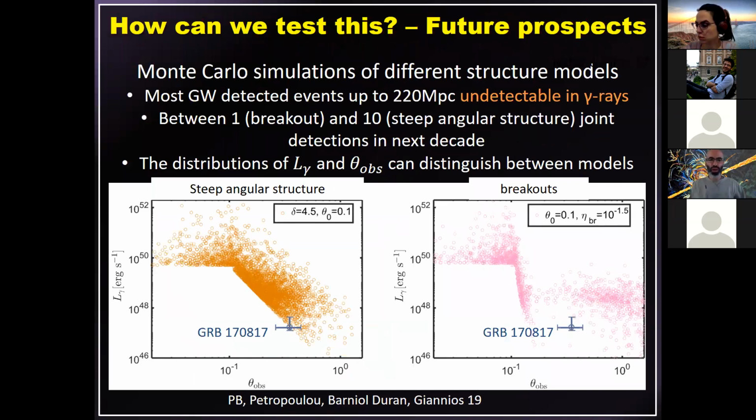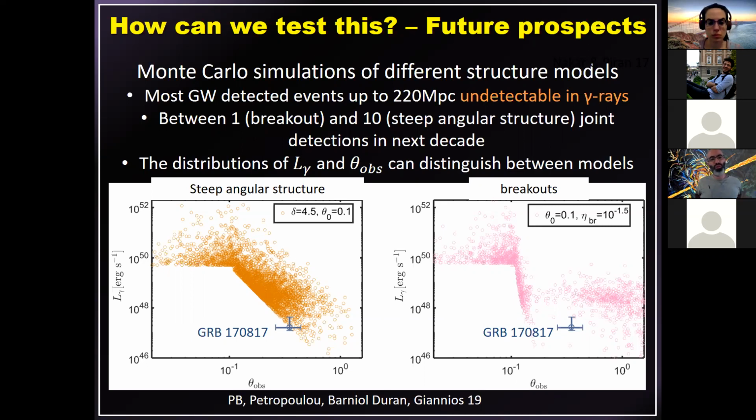One way to test this would be to start seeing more events which are seen in coincidence between gamma rays and gravitational waves. So we have one so far, but over time we will start seeing more of these events. And even just the rate at which we see those events will tell us quite a lot about the energy structure in the jets that are associated with these neutron star mergers. So between these different models, the difference in the rate of coincident events in gravitational waves and gamma rays could be a factor of 10.